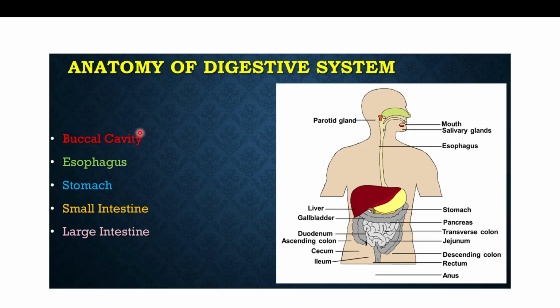So when we talk about the anatomy of the digestive system, if we look at the complete overall portions or regions, the organs involved are the buccal cavity, which again harbors different kinds of organs. Then there's the esophagus, the food pipe. Then comes the stomach, then the small intestine and large intestine. And this is the overall overview of the digestive system.